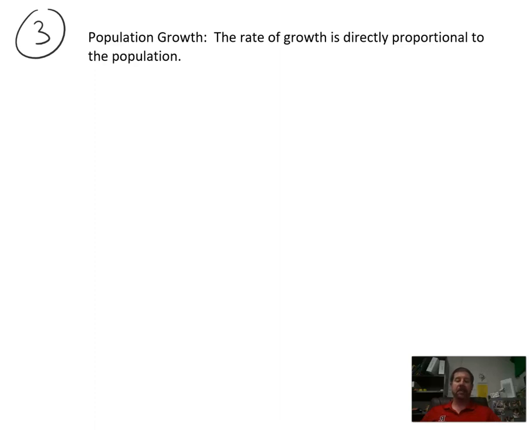Okay, makes sense. Now, mathematically, the rate of change is the derivative, and that is directly proportional to the population itself. Remember, we talked about direct proportionality. This would be my direct proportionality equation. All right. So now we have a differential equation that we can play around with.